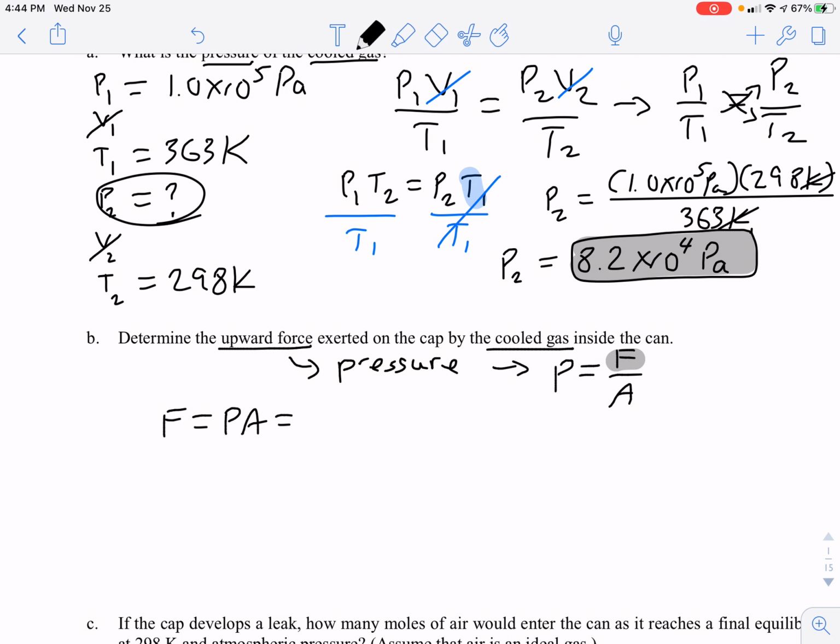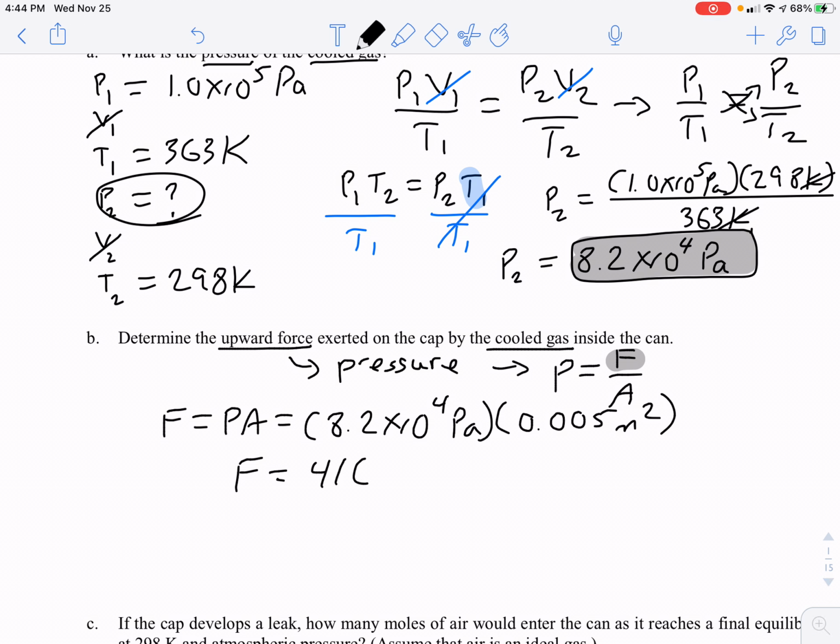The cooled gas pressure, so this would be 8.2 times 10 to the 4 pascals times the area of 0.005 square meters. That equates to about 410 newtons of force.